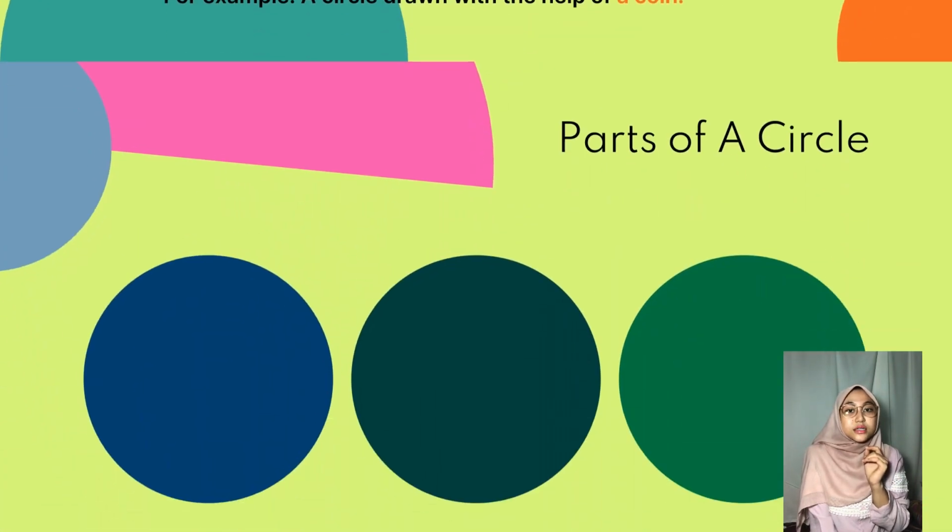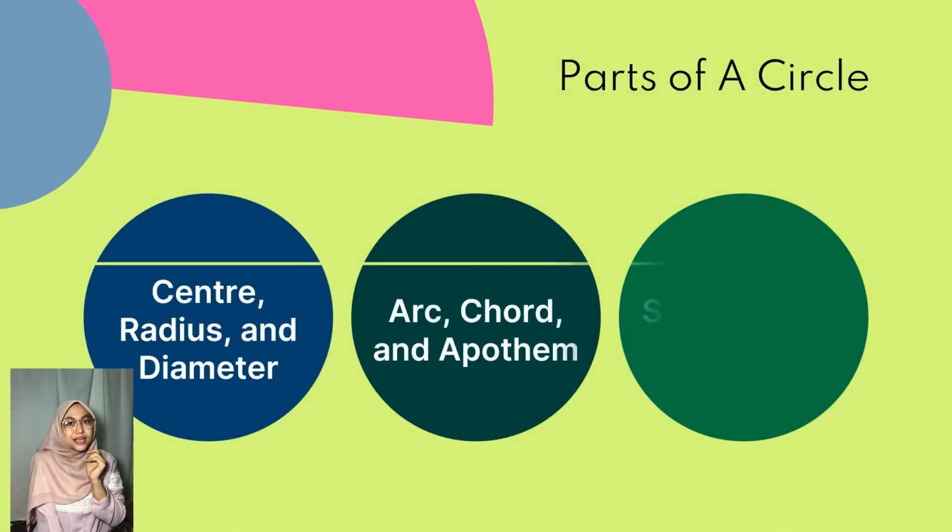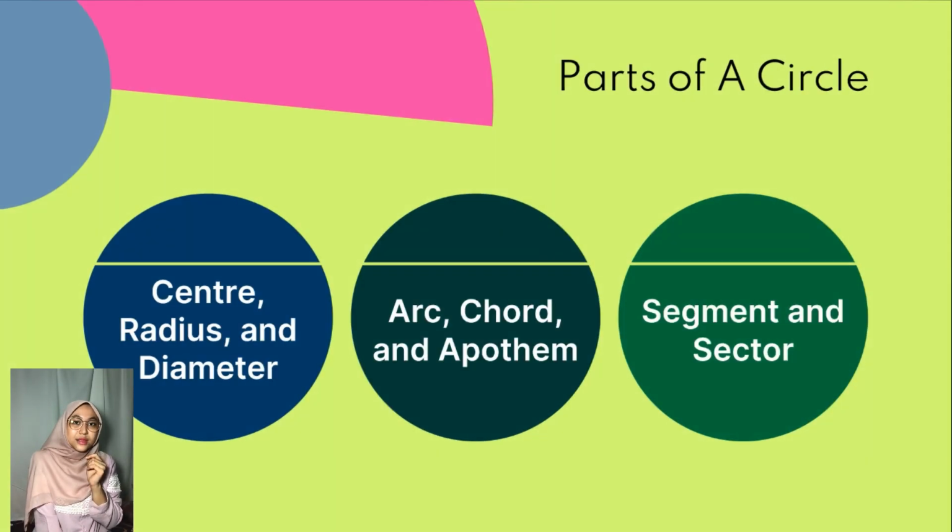The parts of a circle are center, radius, diameter, arch, chord, apothem, segment, and sector. Parameters of a circle like area and circumference have their own formulas. Things like radius, diameter, circumference, and also area are terms that help us to keep track of the various measurements of a circle. So now, let's take a look at what each part and measurement represent.